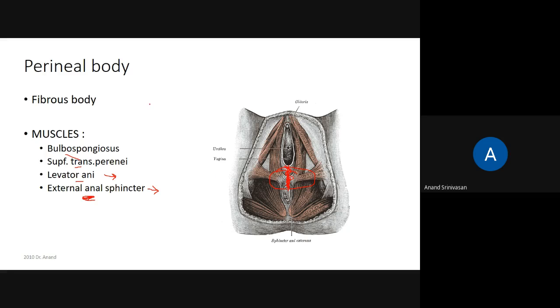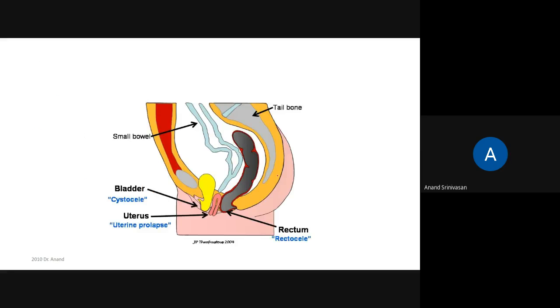In case we don't give an episiotomy, it can damage this. So that's why we give an episiotomy, to prevent injury to the perineal body, because many important muscles are coming at this point. If the perineal body is injured, what will happen? As I said before, the pelvic contents might descend.